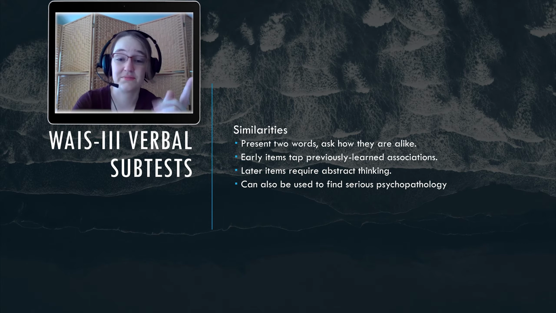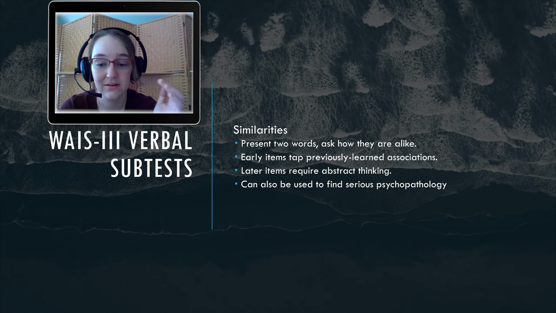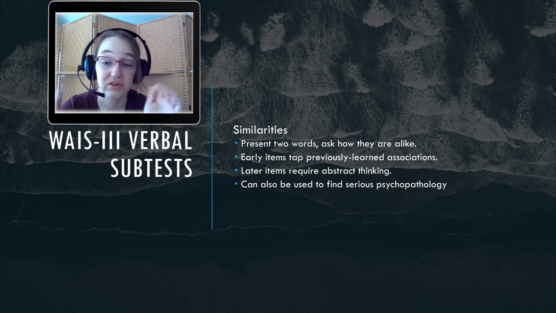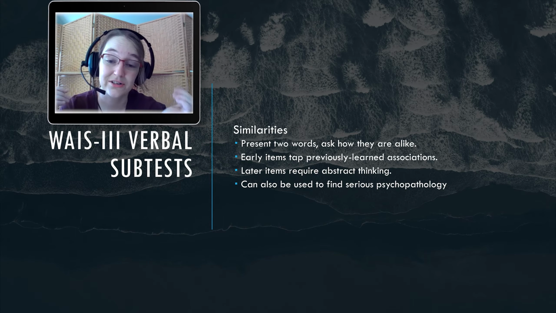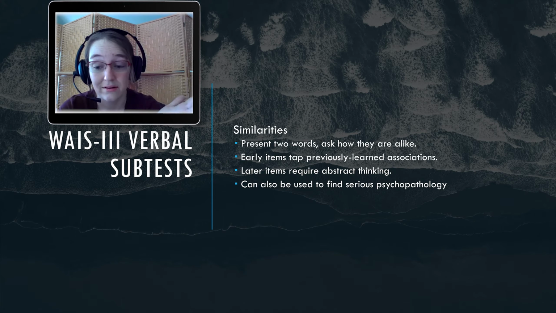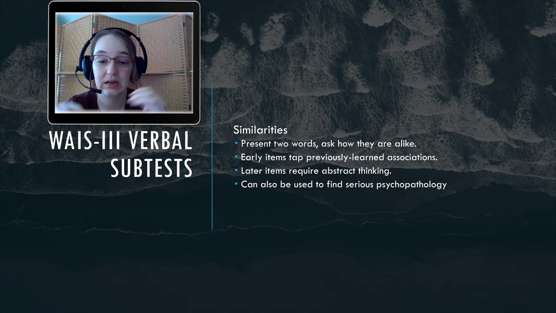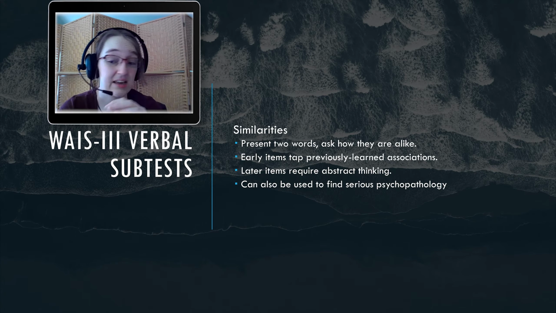So next verbal subtest, similarities. You're presented with two words and you're asked how they're alike. Early items, the really young ones, tap previously learned associations, like how are a dog and cat alike? They're both animals. They're both pets. It may feel like it's almost a trick question, but they are not. Later items in the scale tap more abstract reasoning, like how are liberty and freedom alike?